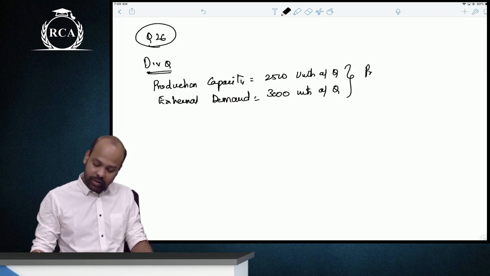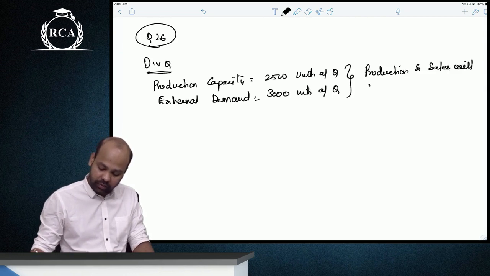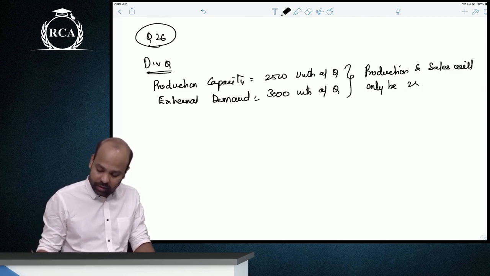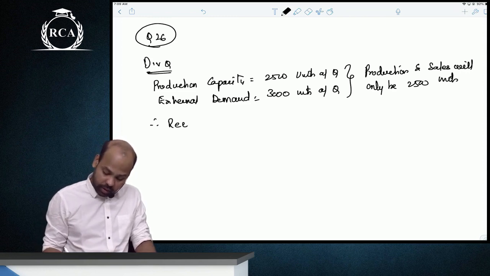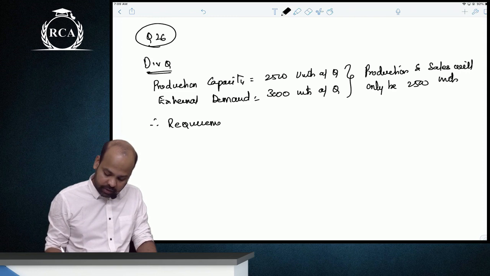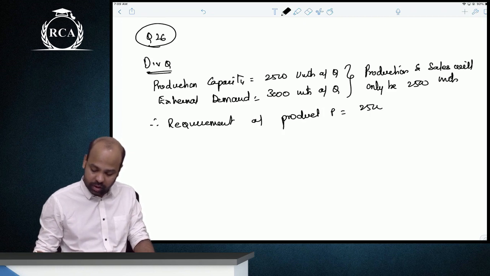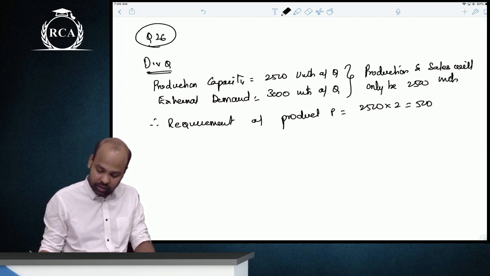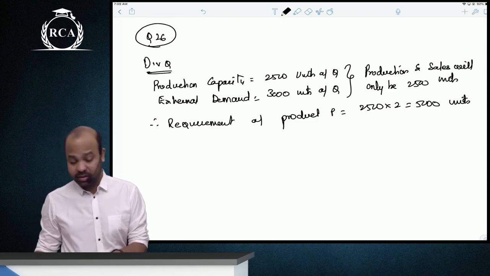So guys, obviously beta production will be restricted. Production and sales of beta will only be 2500 units. Therefore, beta, the requirement of component, the requirement of product P will be how much? You need 2 lenses to make a goggle, beta. So that will be 2500 into 2, 5000 units. You would need 5000 units of P, guys.